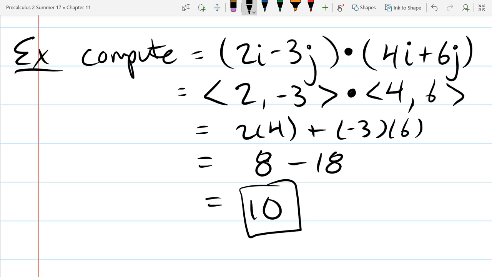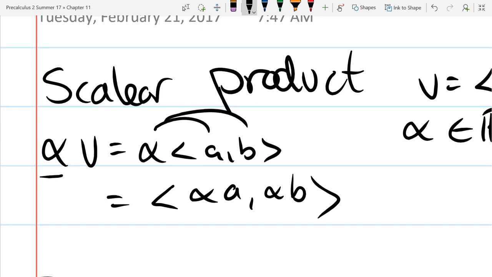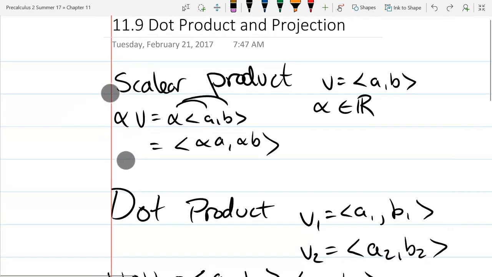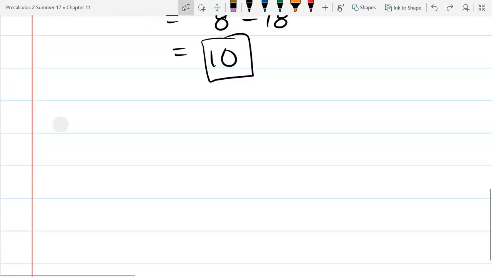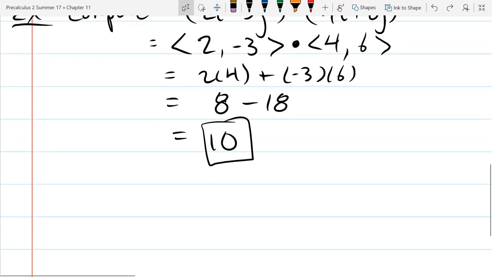It's a little bit strange that the dot product takes two vectors and gives you a number. The scalar product was a bit different. The scalar product took a scalar and a vector, and it gave us a vector at the end. And we're going to do another product in the next section that'll give us something different at the end as well. So we'll do a few more computations here.